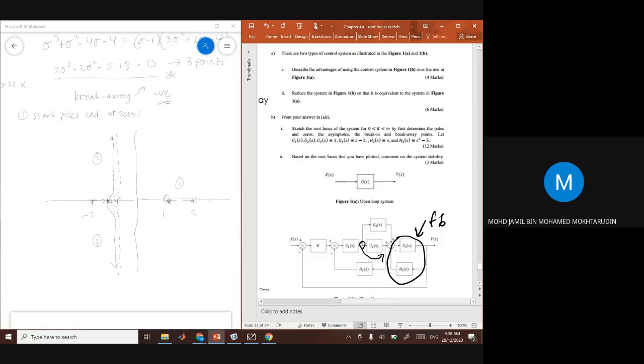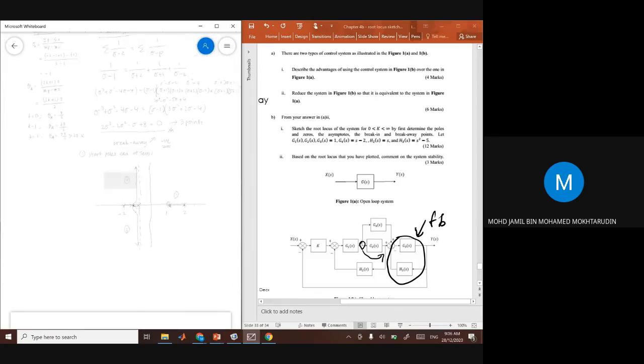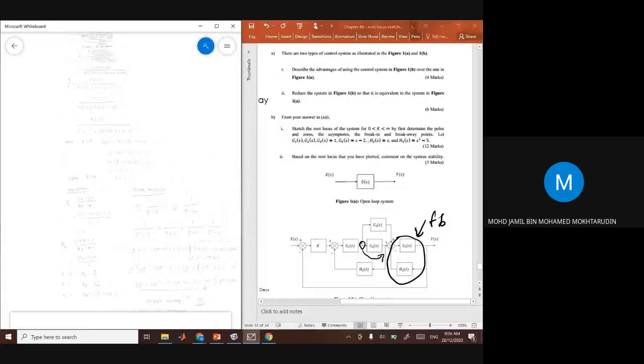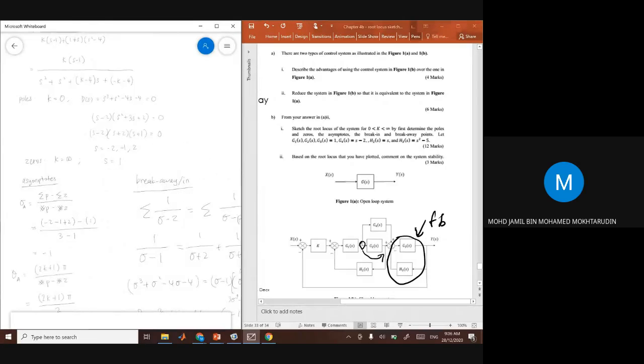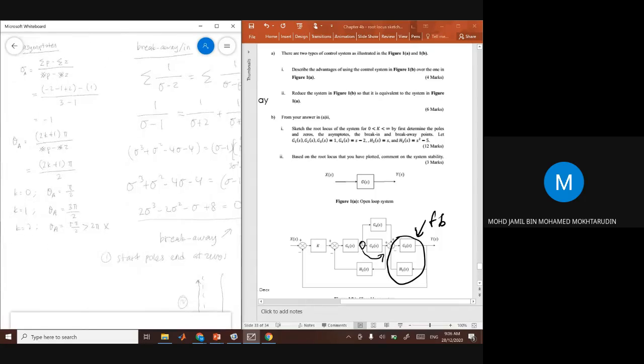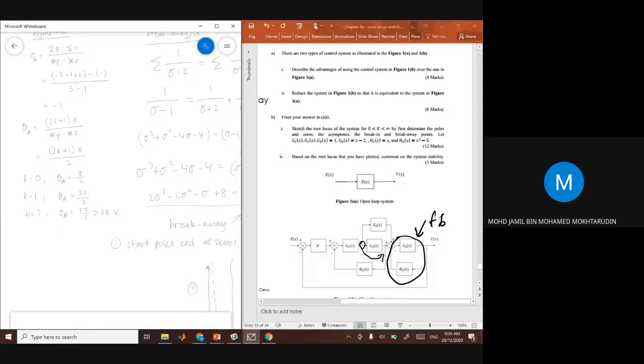Okay, symmetry about the real axis. Okay, so for the marks, you get 2 marks here to determine poles and zeros. And then 1 mark here for asymptote on real axis, and 2 marks here for determining the angle of asymptote.